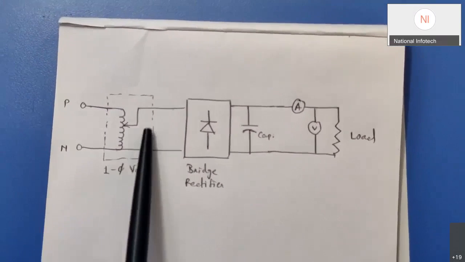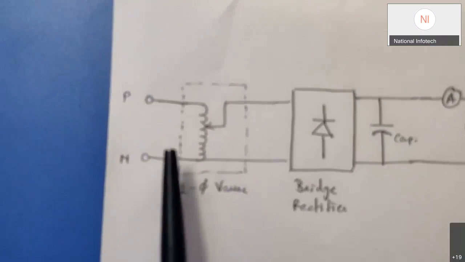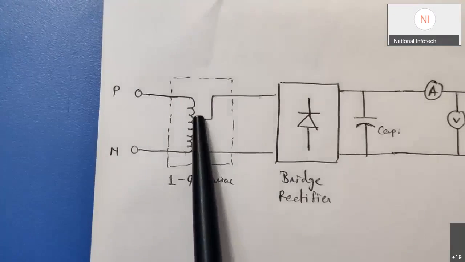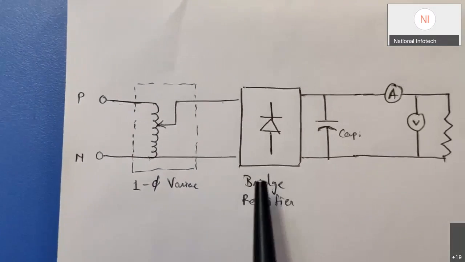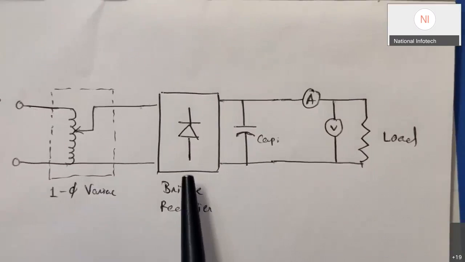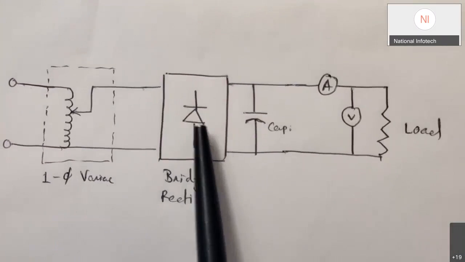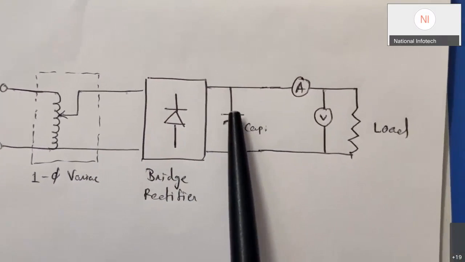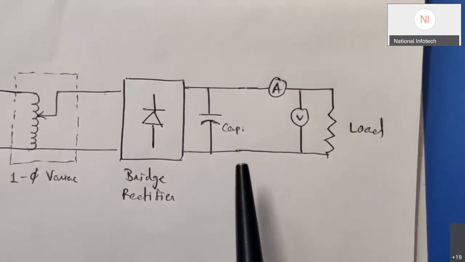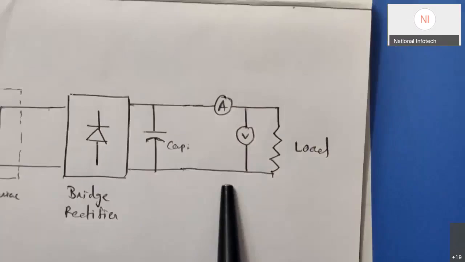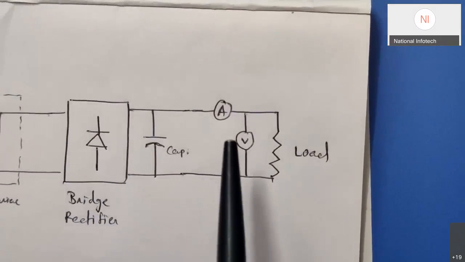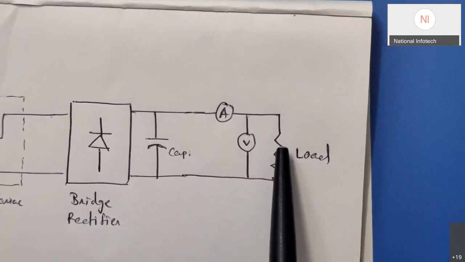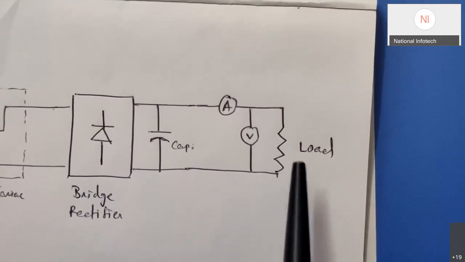current sensor. You can see on the left hand side that this is a single phase variac, and this single phase variac is connected to the bridge rectifier. The rectifier will convert the AC into the DC. That DC we are filtering through this capacitor, and we have connected our V3 sensor card, which is made by us, and this is our load connected.